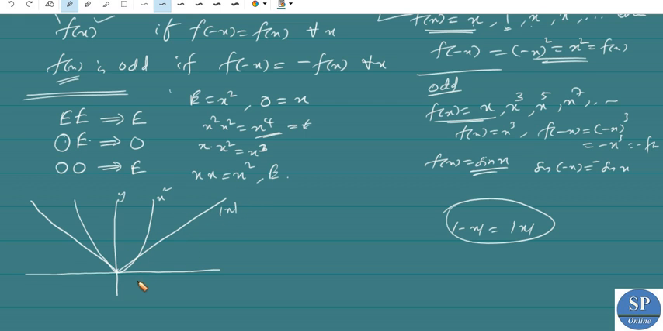Now what about the graph of cos x? The graph of cos x is like this. Okay, so also we can say that this is symmetric about the y-axis. So the graph of an even function is symmetric about the y-axis.